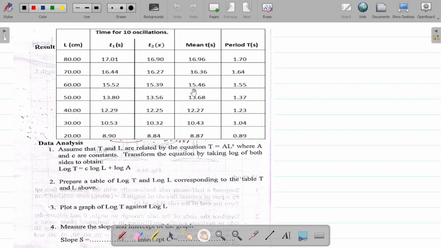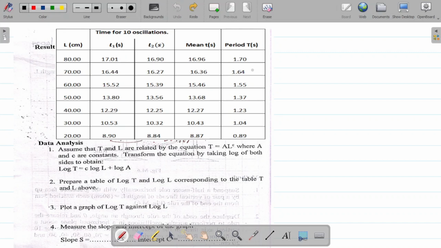Alright, so we have this one here. So this is the results. Time for 10 oscillations, you have L when L is 80, 70, 60, 50, 40, 30, 20 cm. You have the first time and second calculations. Alright, so here's your table. If you're given this, obviously your first task, from your experiment, you'd have to get the value of T1. You have to get this whole column T1 and also T2. Alright, you have to find these two in the lab, which you'd conduct your experiment and do.